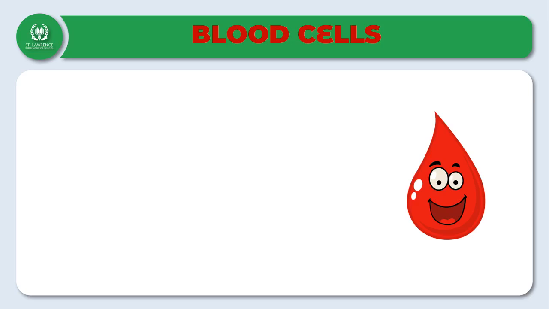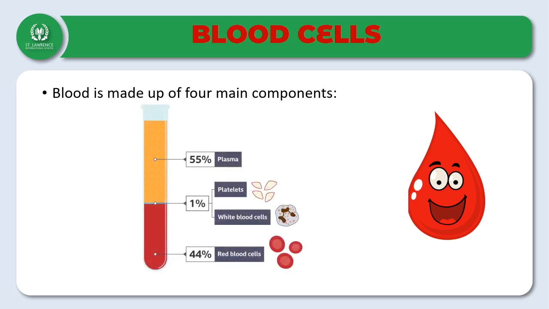Now let us learn more about what is present in blood. Blood is made up of four main components. Look at the picture, children. It is made up of 55% of plasma, 1% of platelets and white blood cells, and 44% of red blood cells.